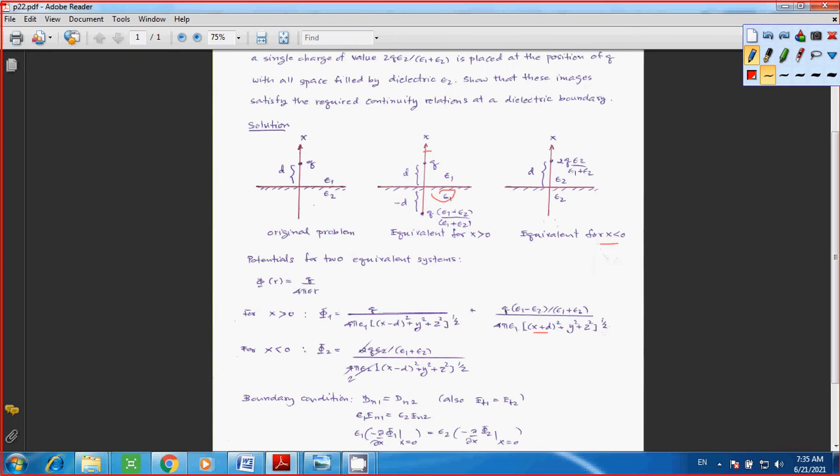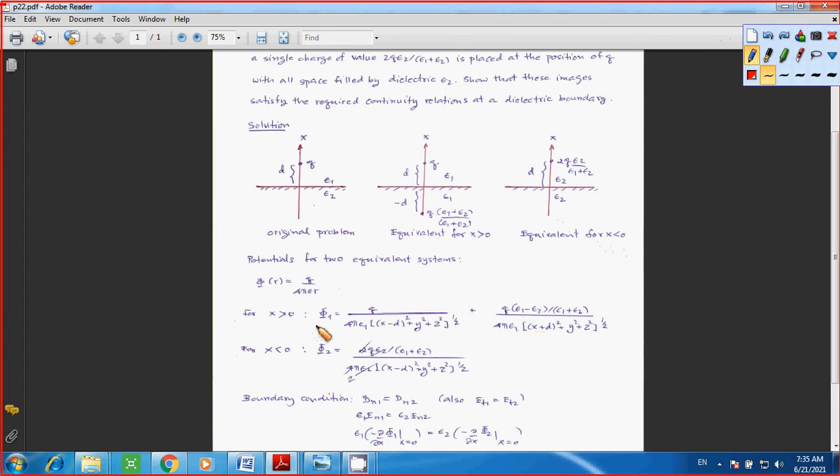Now for x less than 0, your phi2 is equal to the charge 2q epsilon 2 divided by epsilon 1 plus epsilon 2, and divided by 4 pi epsilon 2, because you have epsilon 2 here, right? And then multiply by (x minus d squared plus y squared plus z squared) to the power minus 0.5, because your x is less than 0.